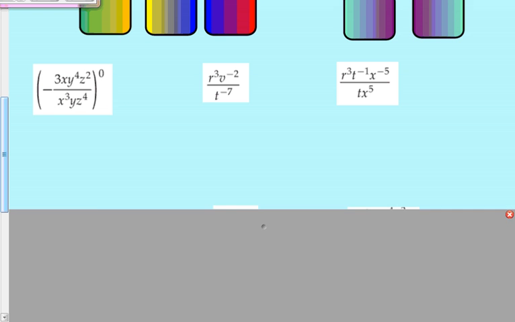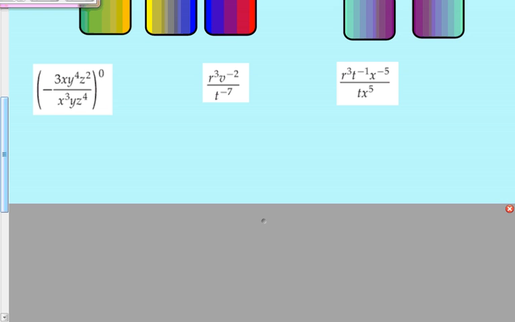And here are your algebra monomials. Now, this first one looks like, whoa, but one thing I want to point out, anything to the 0 power is always 1. So this entire mess becomes 1. Those are the easy ones.